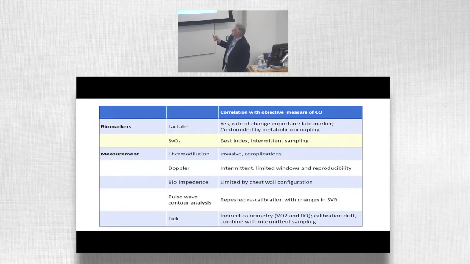But mixed venous sat still remains the best marker, and that's why we use it as the best surrogate we have for cardiac output. The problem is it's intermittent sampling. There are catheters available for continuous monitoring, but they're fairly stiff. They can stay in for up to 24, perhaps 48 hours, but we don't have the ability to continuously monitor, yet it's the best index that we would have. And these other measurements, thermodilution, Doppler bioimpedance, pulse wave contour analysis, and Fick, all have their limitations. Point is, it's very hard for you to objectively measure cardiac output at the bedside.